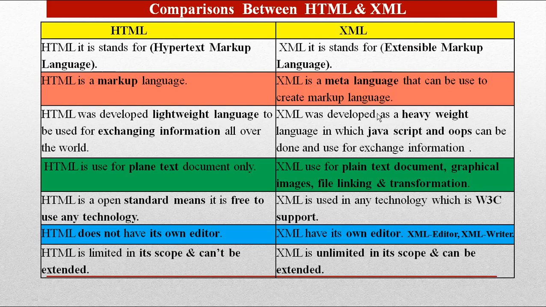HTML जबकि lightweight है, तो XML ये heavyweight language है, in which JavaScript and ops can be done using the use for exchange information. और यहाँ पे exchange language is used to exchange overall the world. HTML used for plain text document only, but XML is used for plain text document, graphical image, file linking and transformation. HTML is open standard, means it is free to use any technology. XML is used in any technology which is a W3C supports.